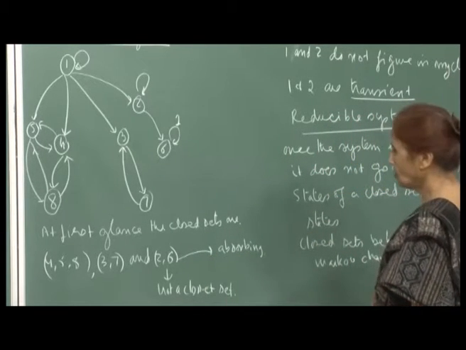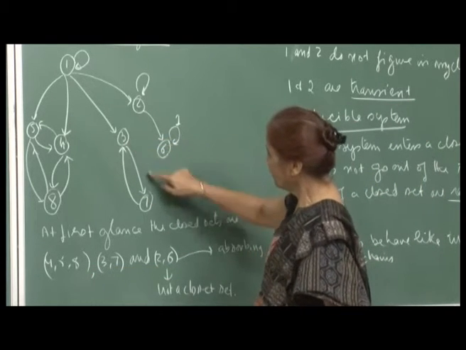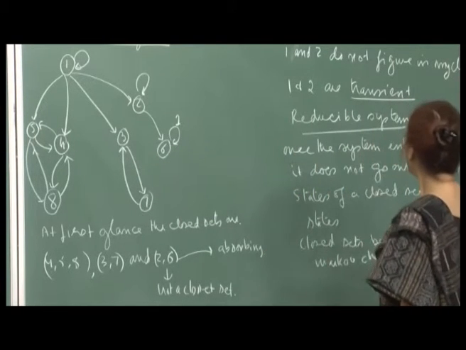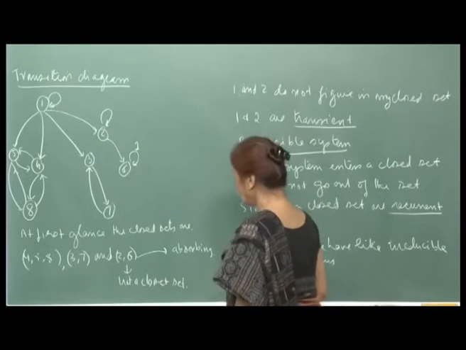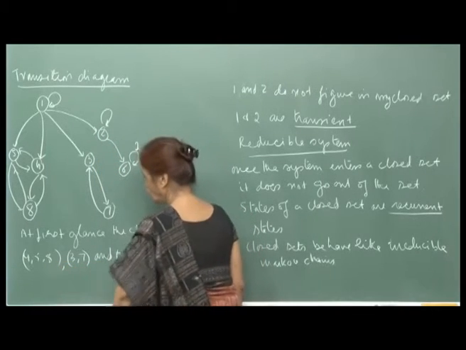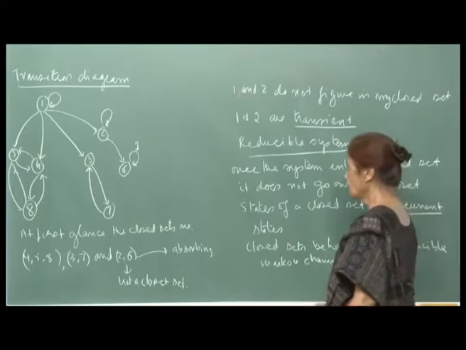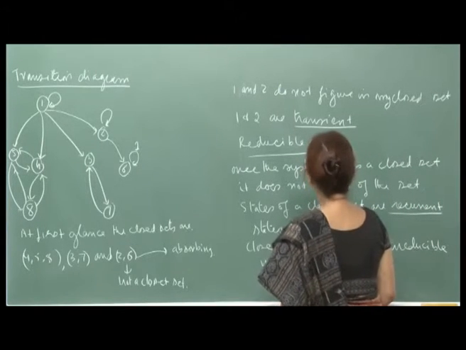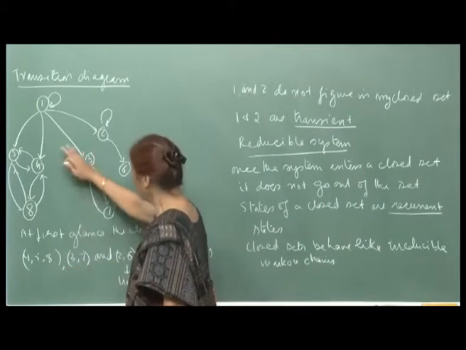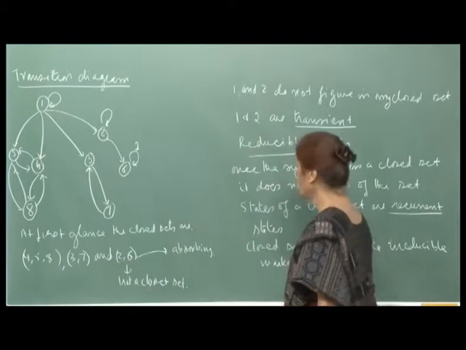Therefore, you have 2 closed sets which are 4, 5, 8 and 3 and 7, that for sure, because you have an arc from 3 to 7 and 7 to 3. Now, 1 and 2 do not figure in any of the closed sets. So, states 1 and 2 do not figure in any of the closed sets, and such states we define as transient. And since you have more than one closed set in the system, this is a reducible system. That is another thing.